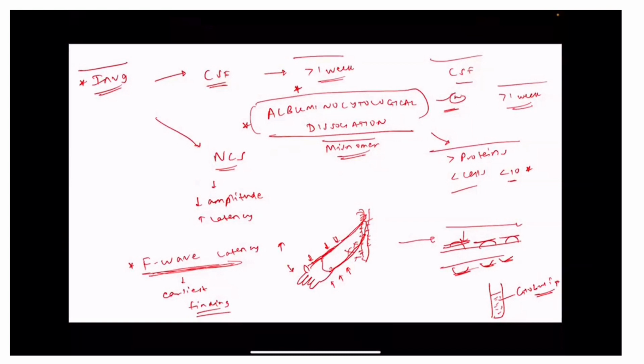There is decreased amplitude, obviously because nerve action potentials are not traveling. That is why the amplitude will be dampened, and increased latency. And in CSF, what we get is typically albuminocytological dissociation, wherein the proteins will be more and cells will be typically less than 10.